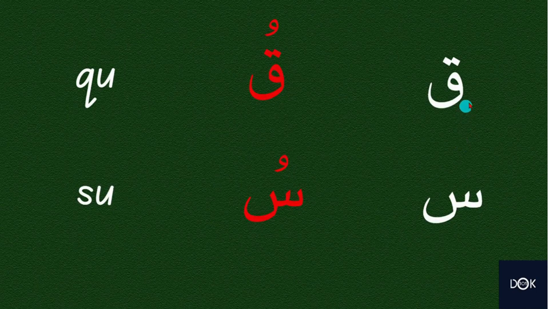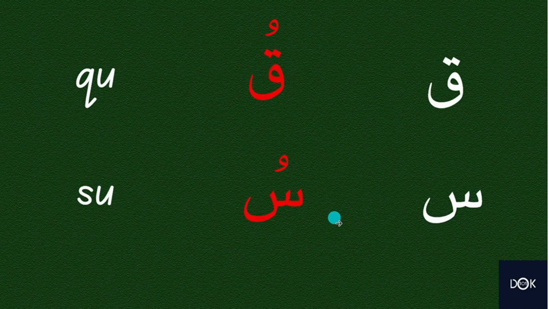Alright, so we have two letters with Ḍammah over them. The first one is letter Qaf, and the letter Sin. So Qaf with Ḍammah sounds like Qu. What do we do? We gather our lips, Qu. And for Sin, Su. Again, we have to gather our lips and make a round shape.